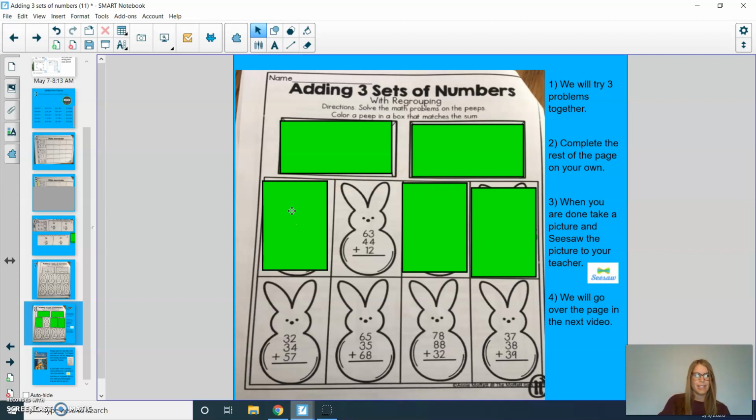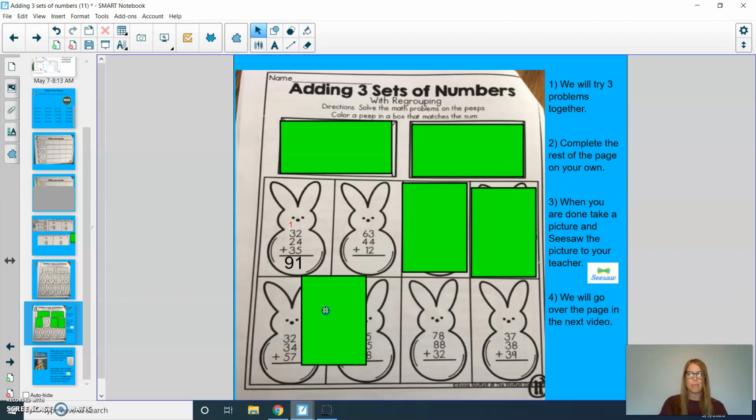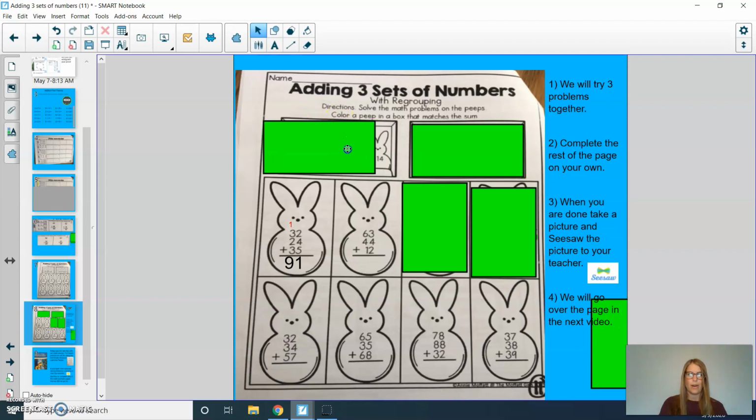All right, second graders, let's look at this first box. So we had the problem 32 plus 24 plus 35. So I'm solving 4 plus 5, which I know is 9, plus 2 more gives me 11. Notice how I carried my 1 and I put my 1 below. Then I have 3 plus 3, which is 6, plus 2 is 8, plus 1 more to get me to 9, giving me my answer of 91. Now I can see that this peep has the answer of 91. So notice how I colored in that peep for the answer.